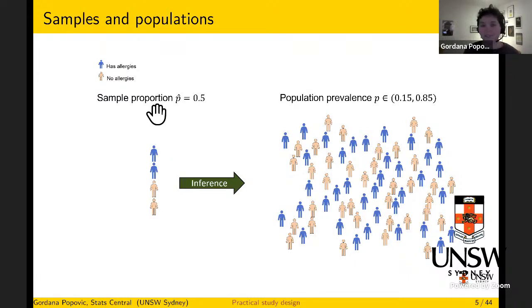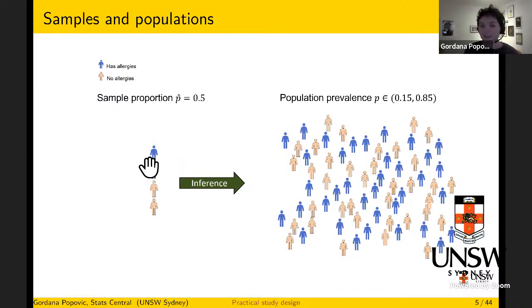But we're actually never interested in the sample. The sample is just a way for us to make inference about the population that we're interested in. We collected our sample from a population, and now we want to make inference. What we want to make inference about is the true population prevalence of allergies. With a sample of 2 people with and 2 people without, the inference we can make is that we're 95% confident that the proportion of people with allergies in the population is somewhere between 15 and 85%.